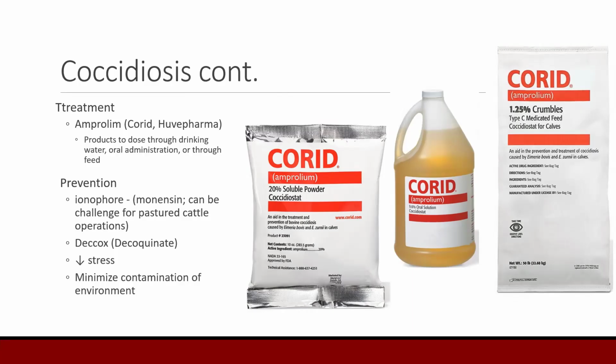Another prevention is Deccox, and like I said, reduce stress, minimize contamination of the environment. So if you have a problem with coccidiosis, maybe you want to have lower stock density, so you're not forcing animals to eat so close to the ground, where the risk of picking up coccidiosis through fecal contamination is less, as an example.